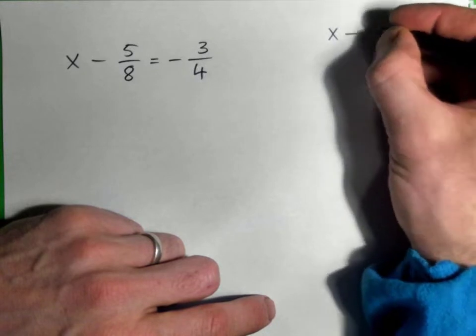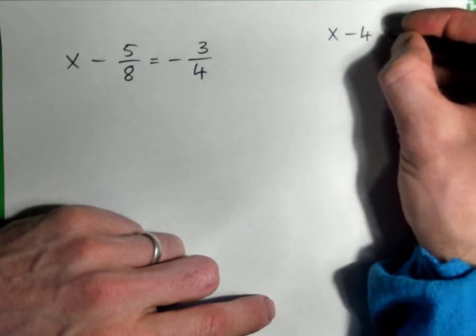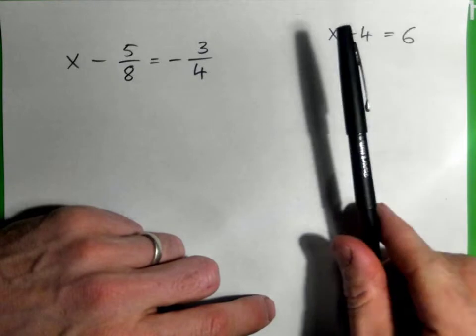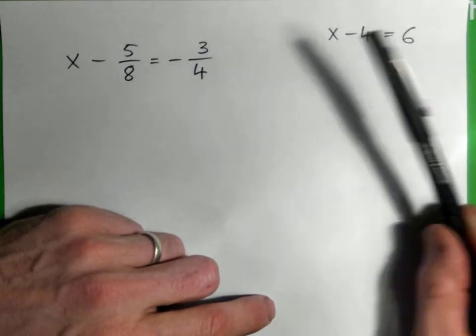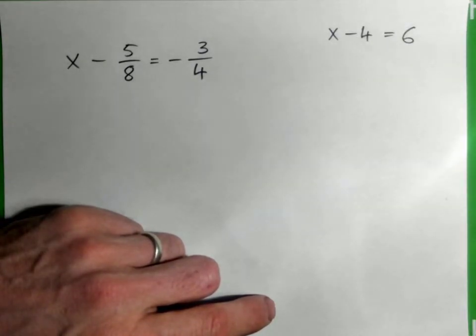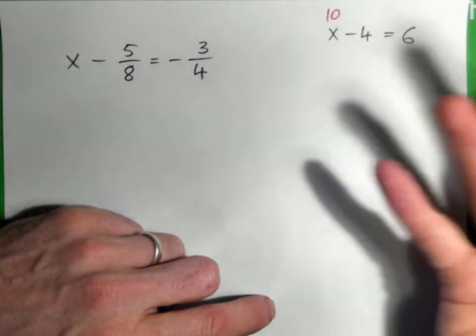x minus 4 equals 6. What number, subtract 4, gives 6? Just tell me what the answer to that should be. Should be 10. Good job. It should be that, because 10 minus 4 is 6.